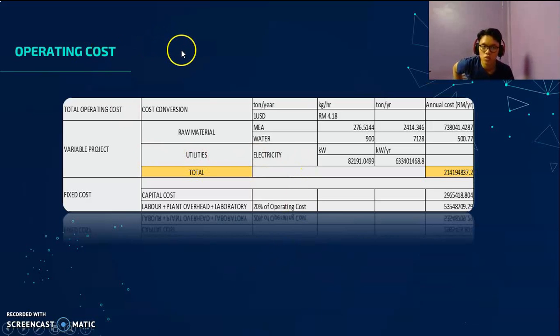So moving on to the operating cost. As we know, $1 equals 4.18 ringgit. So we can calculate the variable cost, which is the raw material and utilities. This is the raw material: we use MEA and water here. This is the kg per hour we are using, this is the kg per hour, and this is the ton per hour. So this is the cost that we are using. And for electricity, we have 800 kilowatts.